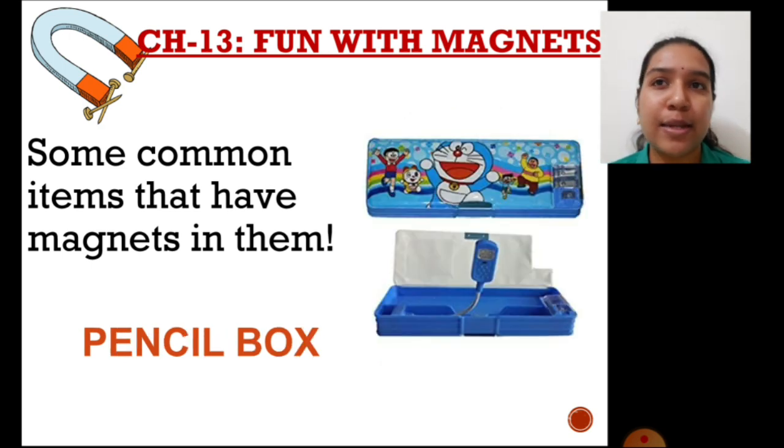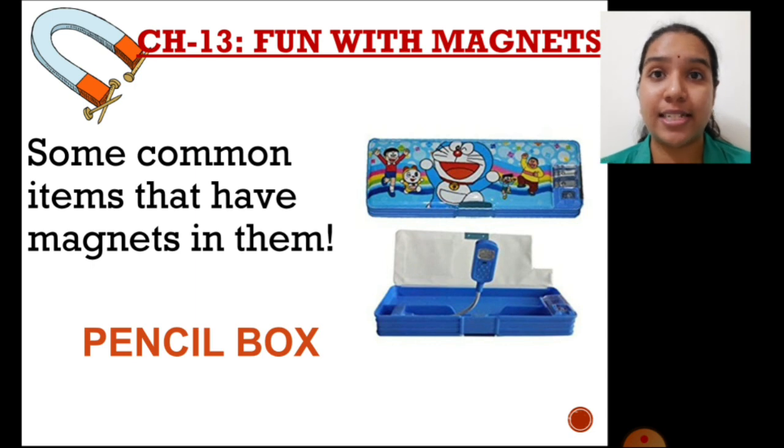Next is the pencil box. Some of you might have used one where the lid fits tightly when closed, even without a locking arrangement. That is because a magnet holds the lid so it does not open when disturbed unintentionally.